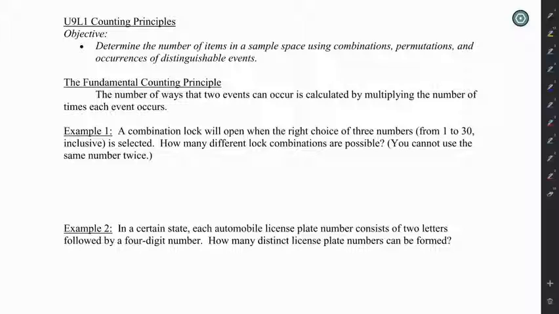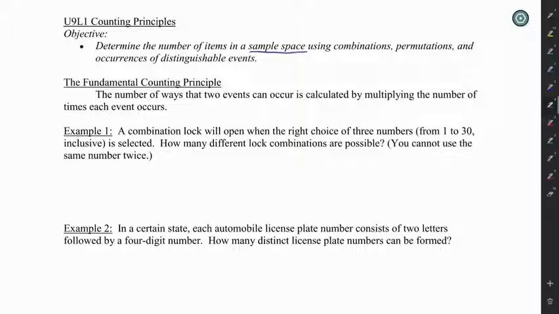In this lesson, we will be discussing counting principles. The objective of this lesson is to determine the number of items in a sample space using combinations, permutations, and occurrences of distinguishable events. From Algebra 2, you learned about sample space. Sample space is the list of all possible outcomes. So what we're doing today is we're not actually listing the sample space, but we're determining how many items are going to be in that sample space.